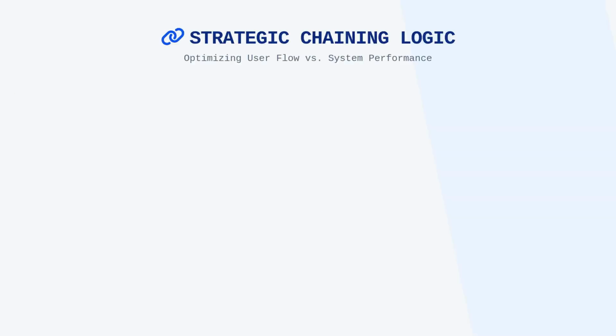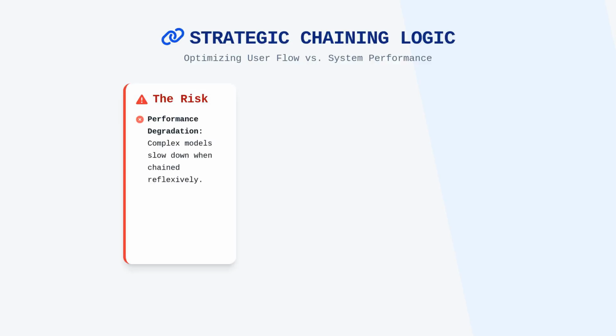Developing a robust application requires you to use chaining judiciously rather than reflexively for every transition in a model. While it makes the flow more intuitive for the user, excessive or unnecessary chaining can lead to performance degradation if your process models are overly complex.